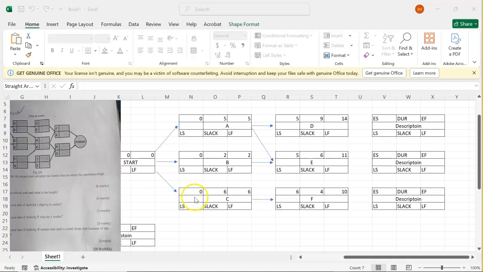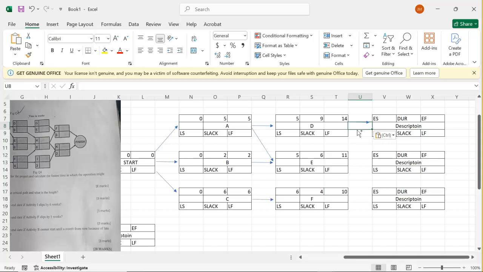Okay, so here we'll go through. So we have, when D is complete, G must start. Again, when the same D is complete, H must start.